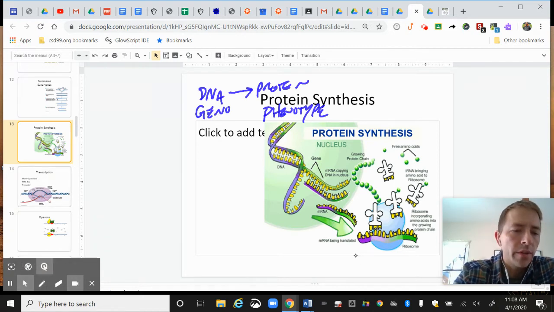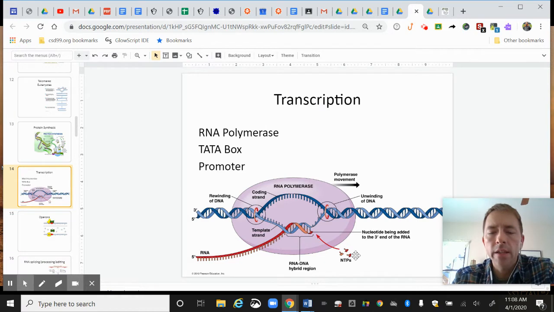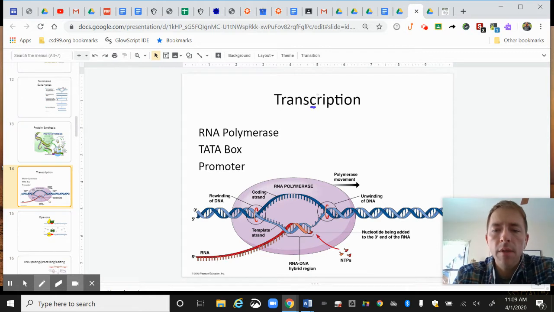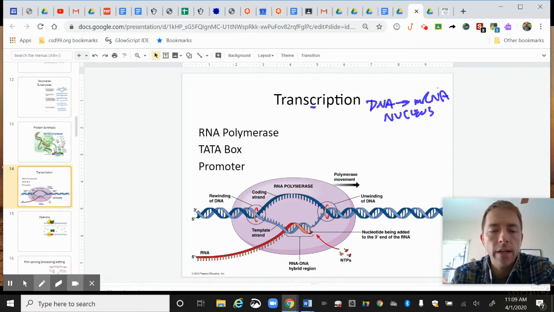Let's start with the first piece, which is transcription. Don't get transcription confused with translation. Trans with a C. C becomes before L, so transcription comes first. This is going to all be about going DNA to specifically mRNA. This is going to happen in the nucleus of the eukaryotic cell.